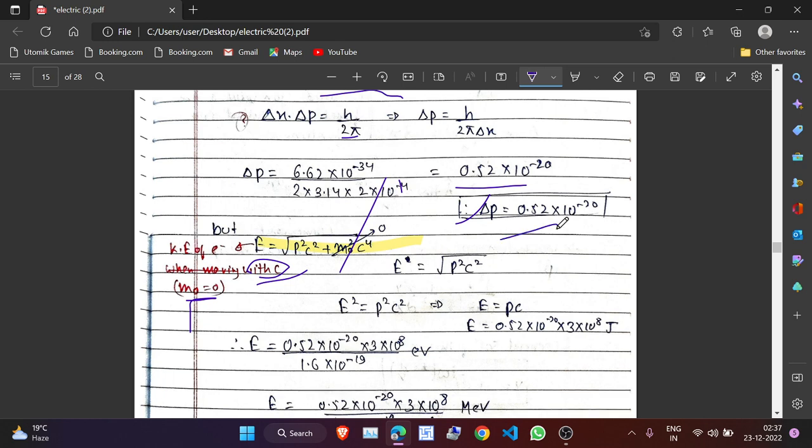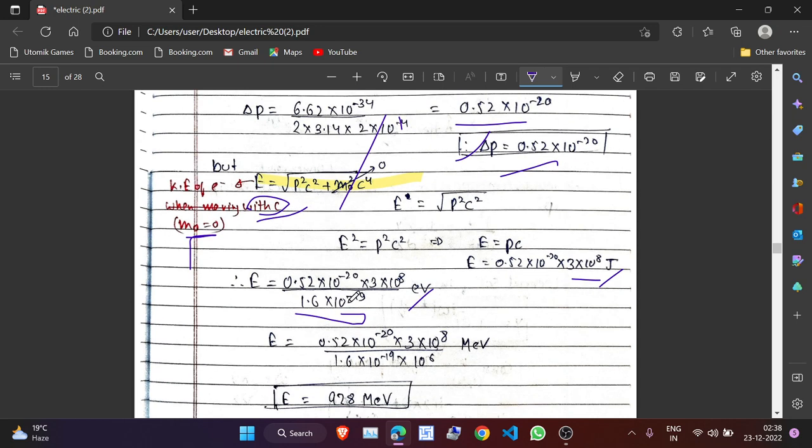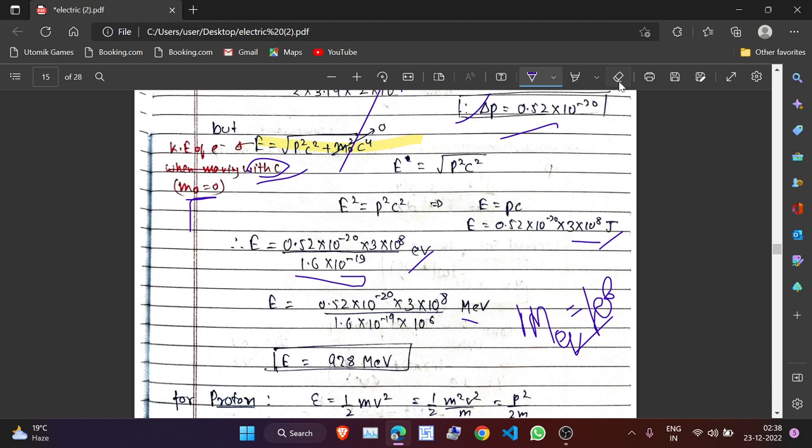We have got the value of p, and we also know the value of c, that is 3 into 10 to the power 8. We got the energy in joule. We can convert it by dividing by 1.6 into 10 to the power minus 19, so it is in electron volt. Again, it is a very large quantity. We can easily express it in mega electron volt. One mega electron volt is equal to 10 raised to the power 6 electron volt. So after the overall calculation, we get E is equal to 928 mega electron volt.